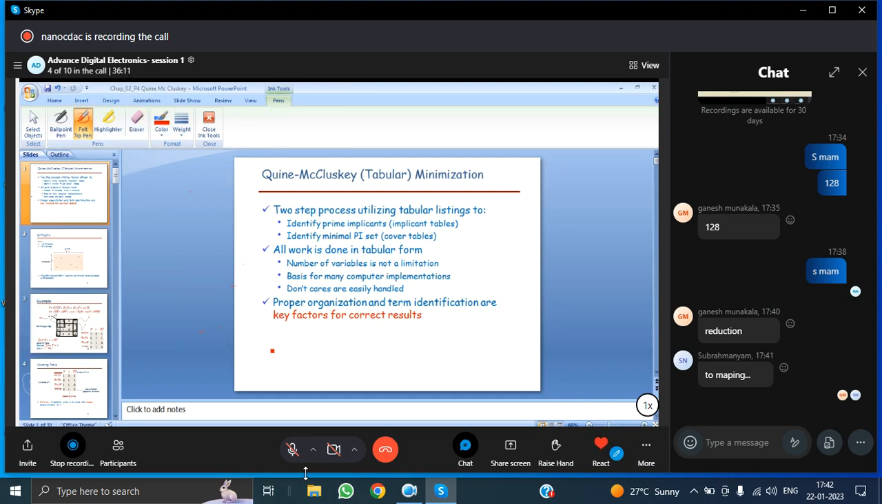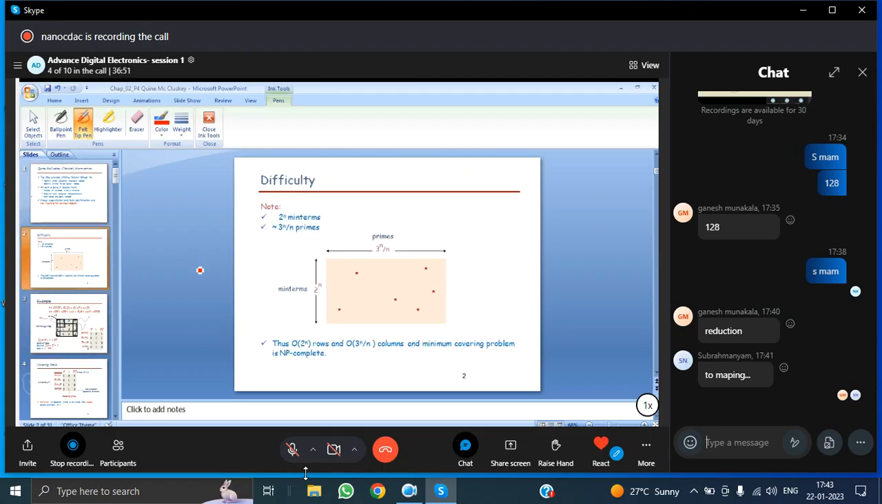And here in tabular minimization, I always cannot pronounce McCluskey. So that's why I will use tabular minimization. Here don't cares are very easily handled, and proper organization and term identification are key factors for correct results. If you are not identifying the terms correctly, you may go wrong. In the same way in the K-map procedure also, if you are not putting 1 2 3 4 in the exact position, somewhere you are missing, the whole equation may go wrong. The same procedure will be followed here also.